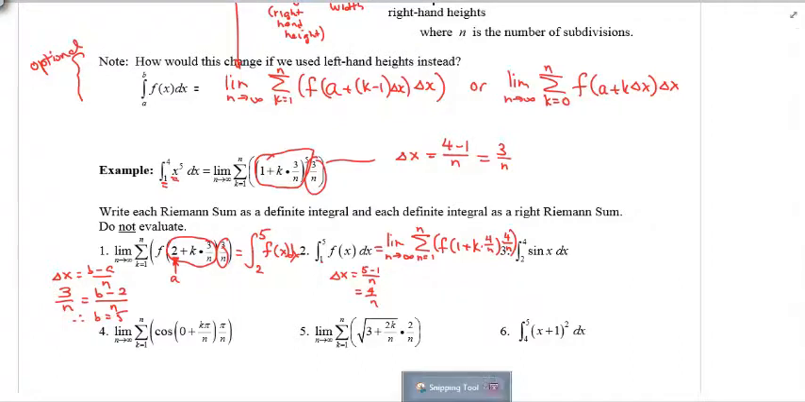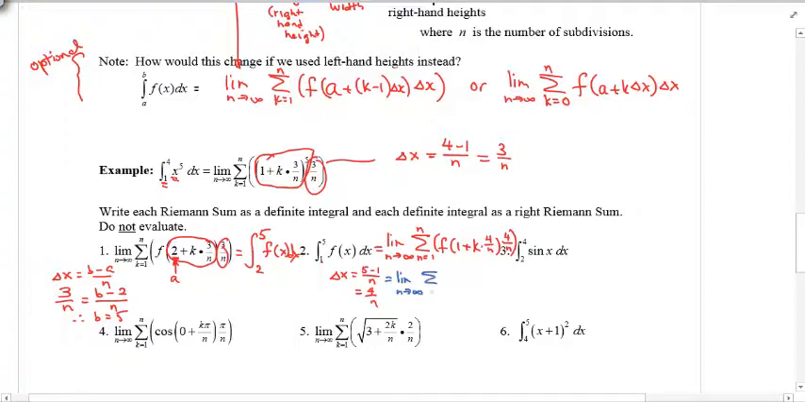If you wanted to make this a little bit nicer, perhaps you can write this as the limit as n approaches infinity, the sum from k equals 1 to n, f of 1 plus, I don't know, 4k over n, is that nicer? Sure, times 4 over n, and you're done.